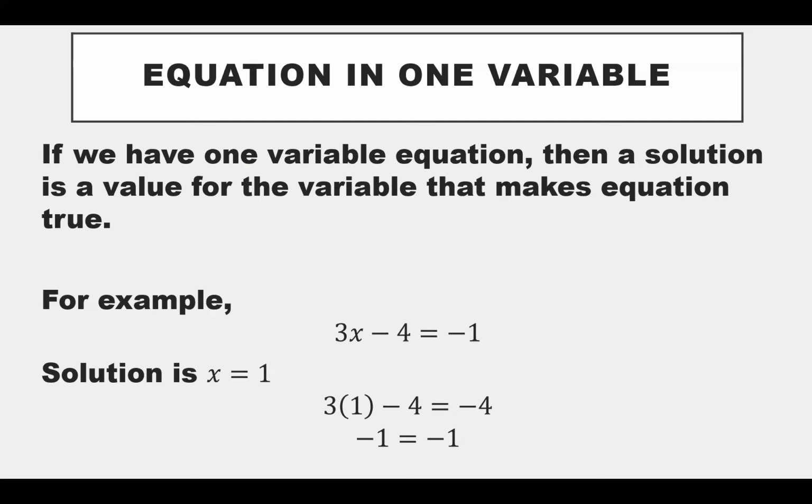So for instance, if I have 3x minus 4 is equal to -1, a solution to that equation is x equaling 1, because when I plug in the value of 1 for x, I get 3 times 1 minus 4 is equal to -1, which simplifies to -1 is equal to -1. Therefore, since I got a true statement, that means x equals 1 is a solution to that one variable equation.